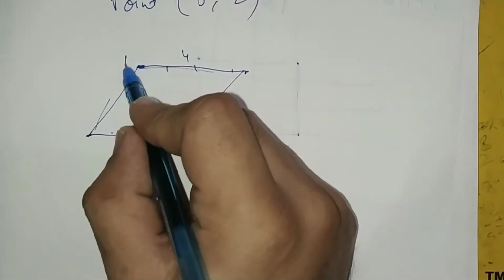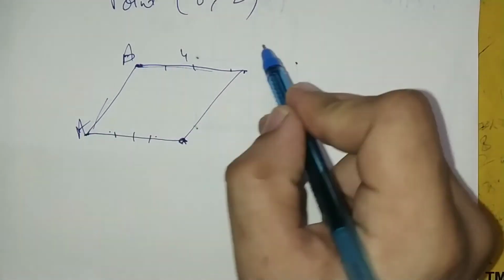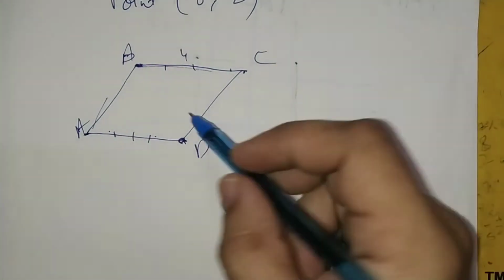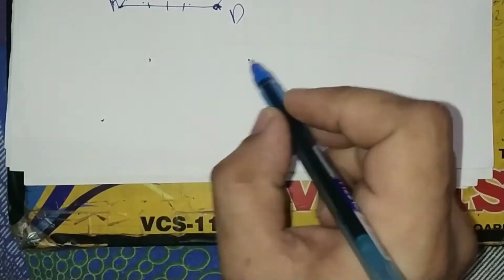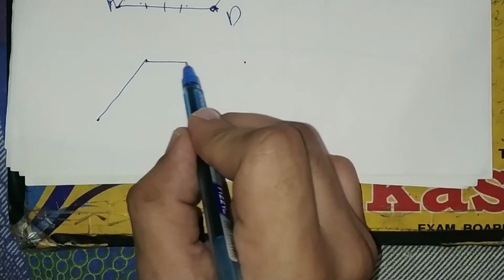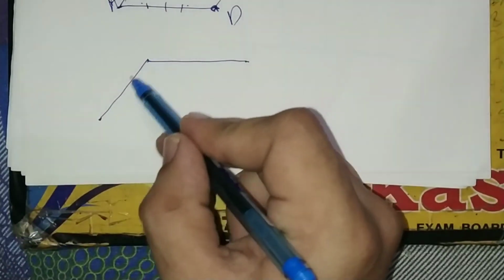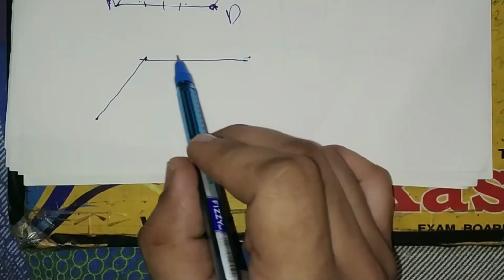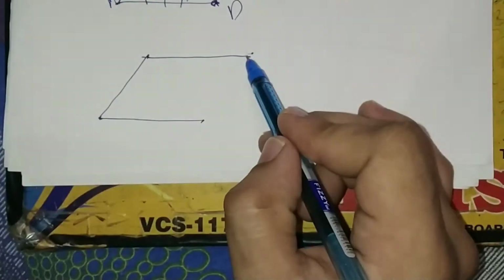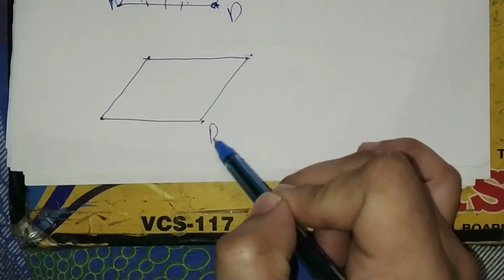So if this is A, B, C, this will be your D. Just plot the 3 points, then either note down this distance and mark the same here, or note down this distance and mark a parallel line here. So this will be your fourth point.